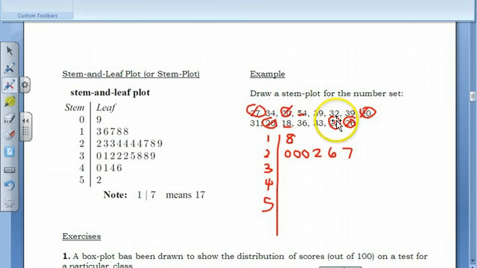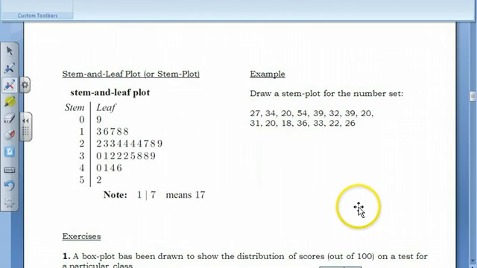Out of my 30s, I have a 31, a 32, 3, 6, 9, 9, 4. All the rest are 30s except for that 54. So let's make sure I get them in order. 31, 32, 33, 34, 36, and then 2 39s. And in a perfect world as well, these would be lined up. I'm not very good at that on the computer screen, but so we can tell which one has more numbers in it. 40s I have none, and all I have left is that 54 here.